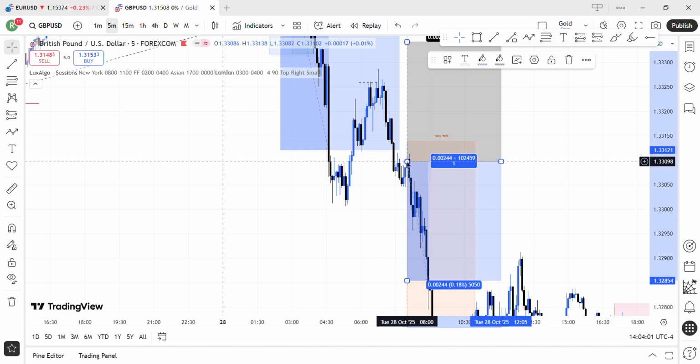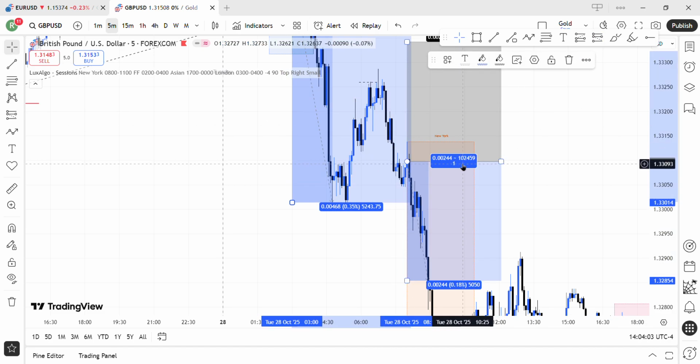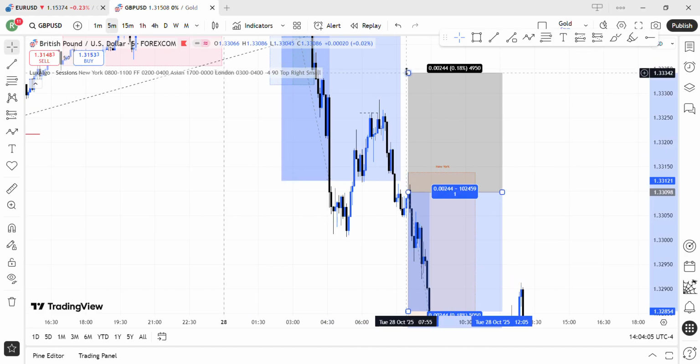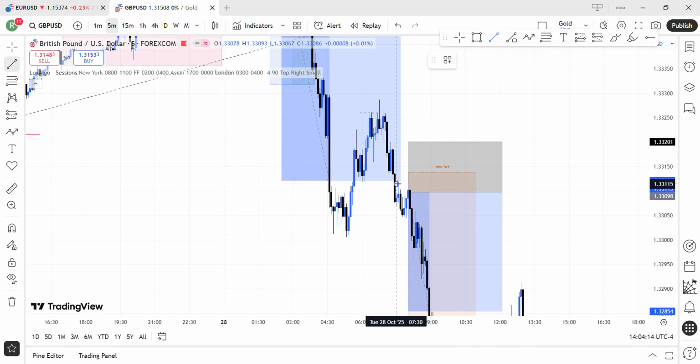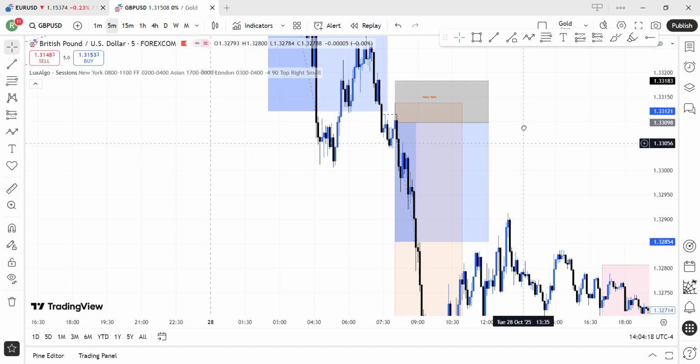I didn't take this trade, I took the London trade. We have this particular order block which broke this structure. We have this minor structure. This was used as a liquidity to go into this order block supply zone, and then we fell lower.